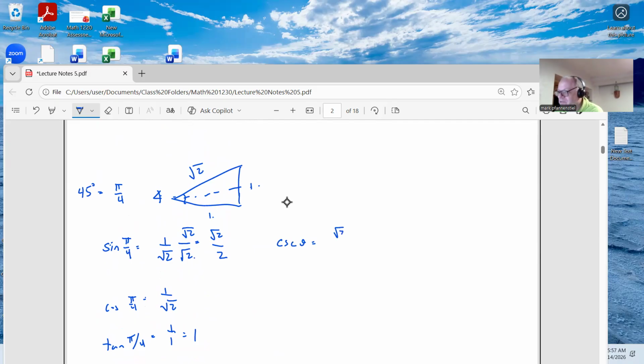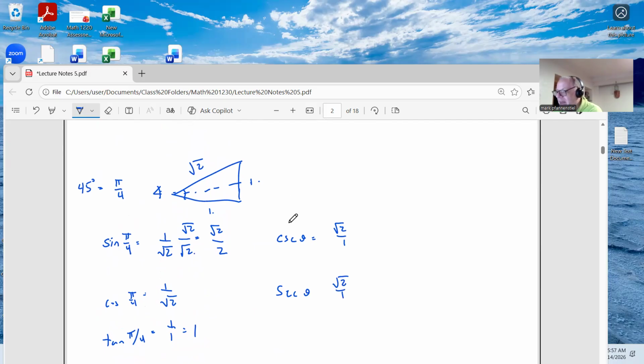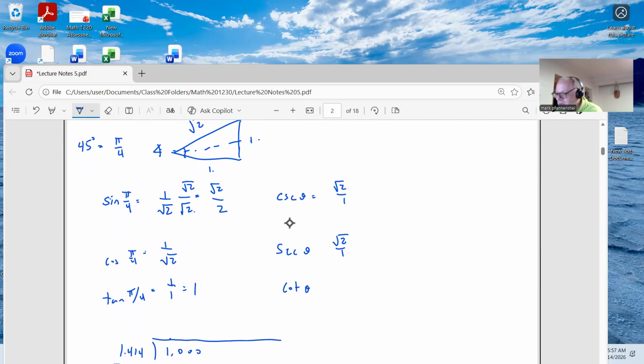That's going to be the square root of 2 over 1. No need to rationalize the numerator, just the denominators. The secant is going to be 1 over cosine, so we just flip the cosine. So we're going to say, okay, that's going to be the square root of 2 over 1. And then we have the cotangent, which is going to be the reciprocal of 1. So we end up with a 1.